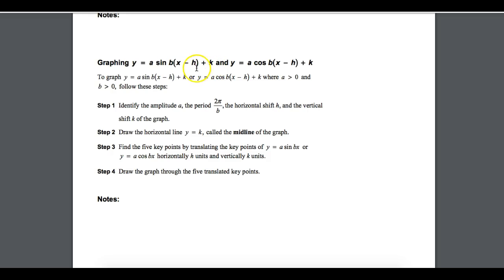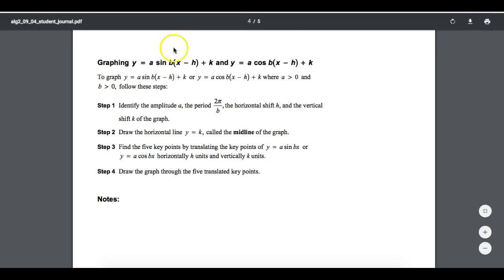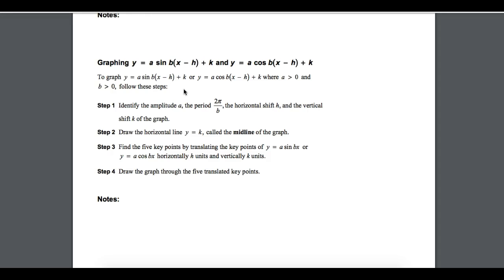H and K are going to be your horizontal and vertical translations. So remember, x minus h. That's shifting your graph. H is going to be shifting it left and right, and K is going to be shifting your graph up and down. Okay, so here's what we need to do to graph any function in this format.